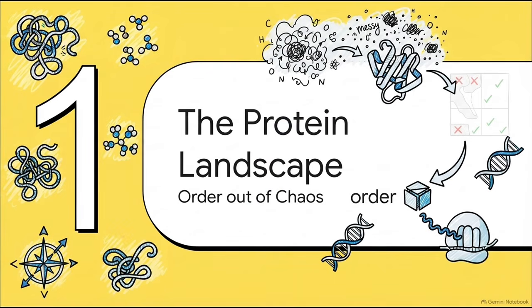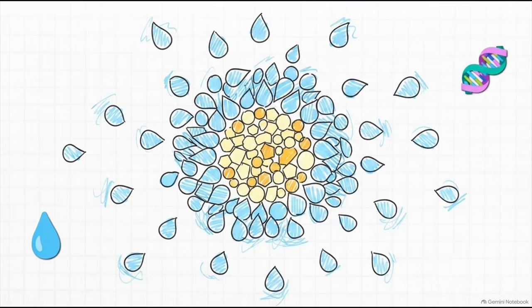Part 1. The Protein Landscape. Order out of chaos. Let's jump in and see exactly how physical order emerges from chemical chaos. To navigate this crazy landscape and find some stability, proteins rely heavily on hydrophobic interactions. Here's how it works. Pure water forms this highly structured hydrogen-bonded network. When water surrounds a nonpolar hydrophobic part of a protein, it gets trapped in a rigid solvation layer, which decreases the entropy, or disorder, of the water.